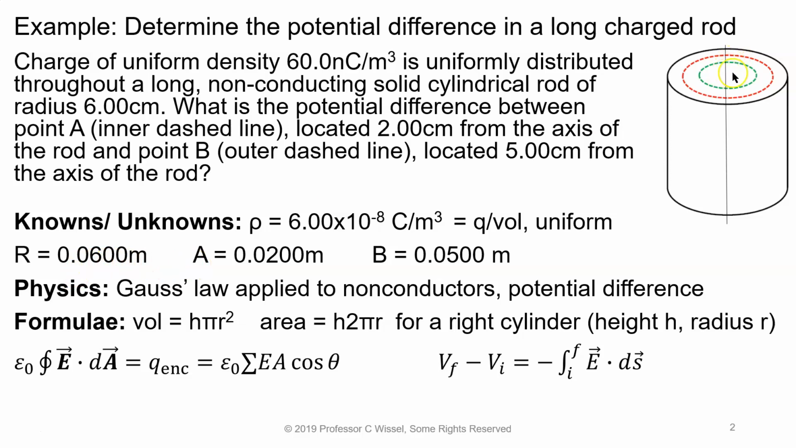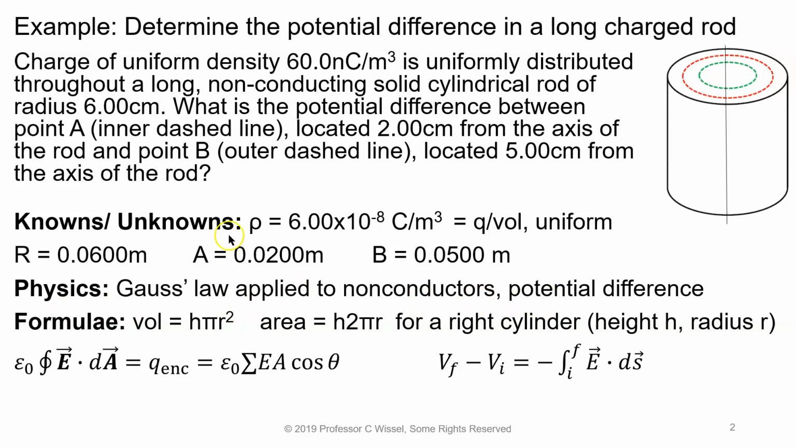The radius at point A is 0.0200 meters. Don't get that confused with the area. The radius of point B is 0.0500 meters. That, of course, is A and B. The physics of this is Gauss's law applied to nonconductors, and potential difference.